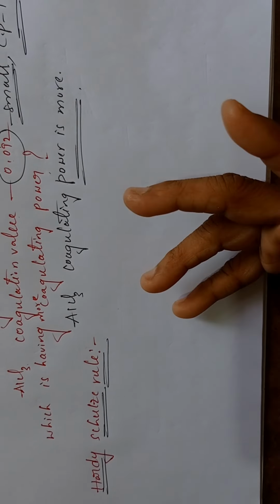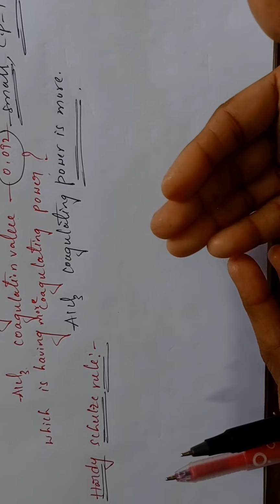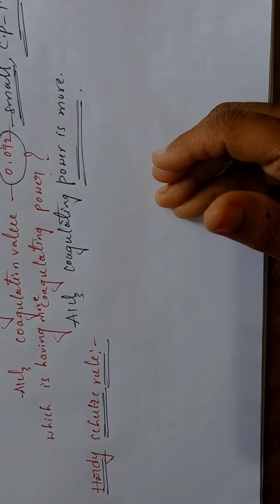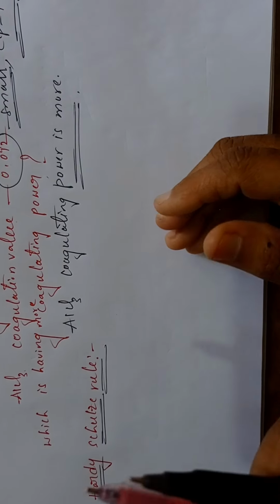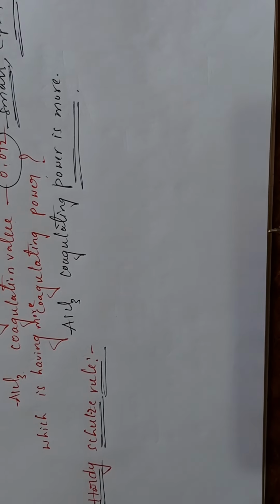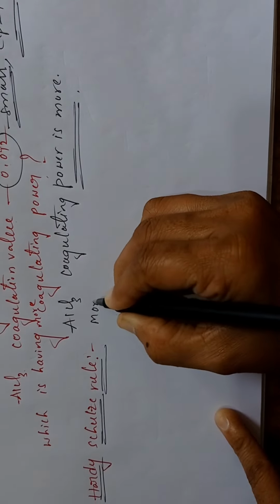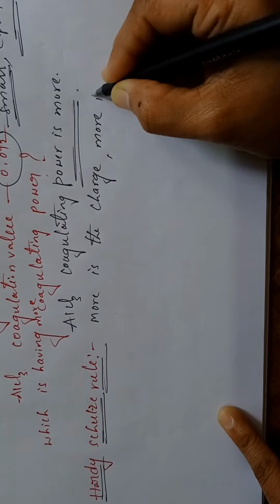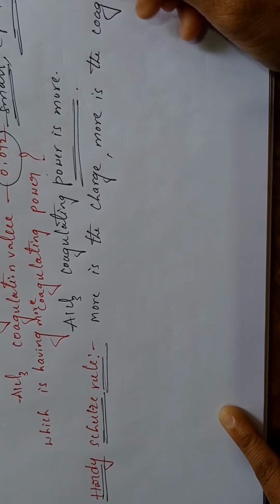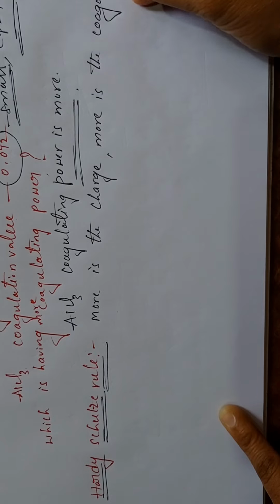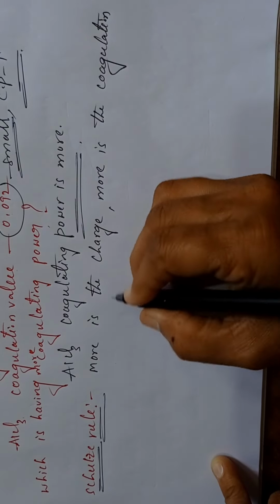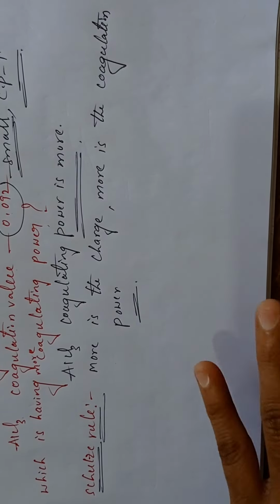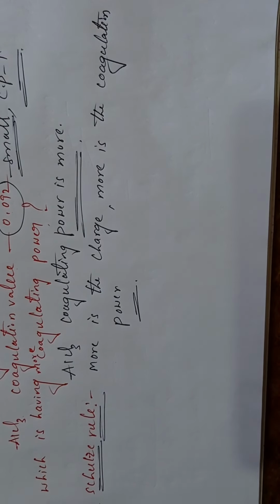See here, students. Hardy-Schulze rule. What is Hardy-Schulze rule, students? More is the charge, more is the coagulating power. So valency is more, charge is more, coagulating power also more, students. That is the Hardy-Schulze rule. The definition is: more is the charge, more is the coagulation power. So this is the definition. More is the charge, more is the coagulating power.